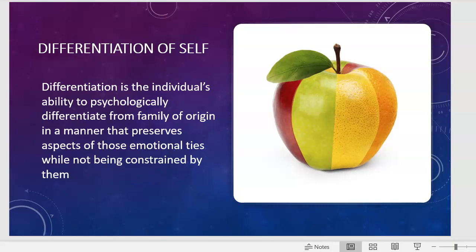So for Bowen, differentiation of self is a super important concept that relates to how healthy an individual can be. And the individual is most healthy when they have a balance between connection to the family, and also feeling a sense of independence and ability to function in a manner that is true to one's own individuality.